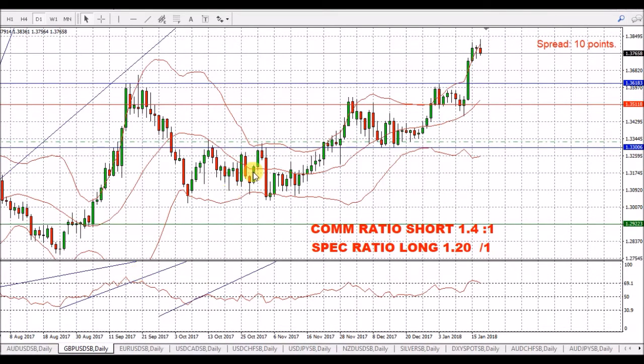The pound US dollar, we've had a little bit of a pullback on this, not a lot. We've got a short ratio of 1.4 to 1, and we've come up and down on the RSI. We look like we're going to break through the 69.1. This is not a particularly steep angle, so we'll see how that goes today. Had I not got a trade on that, I would be taking a trade now.